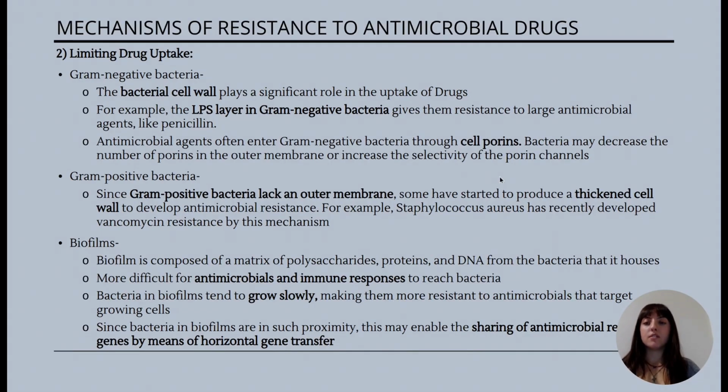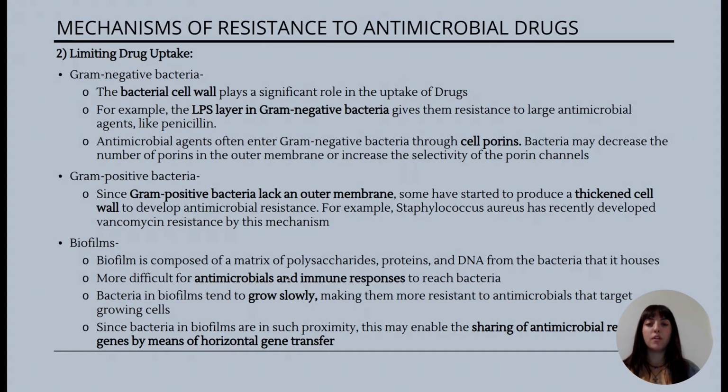And then in gram-positive bacteria, since they lack an outer membrane, some have started to produce a thickened cell wall to develop antimicrobial resistance. For example, Staphylococcus aureus has recently developed vancomycin resistance by this mechanism. And then lastly, for limiting drug uptake, we see biofilms.